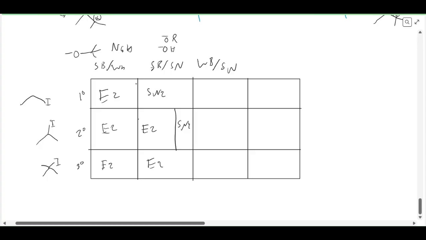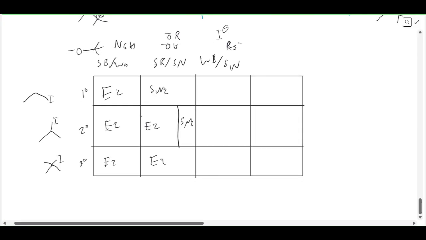Now let's say we have a weak base and strong nucleophile. Think of this as mostly all of your negatively charged iodides or sulfurs. That is highly negative. For the primary and secondary, they're both SN2 reactions. And then in tertiary, it goes SN1. So only here in the tertiary are you going to have step by step.